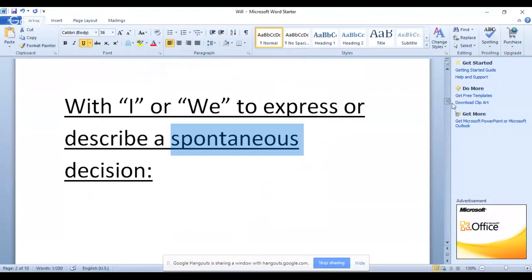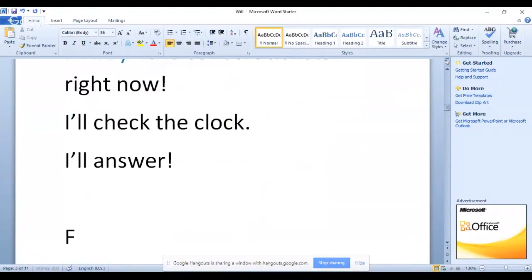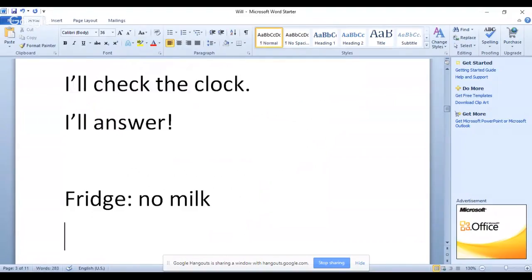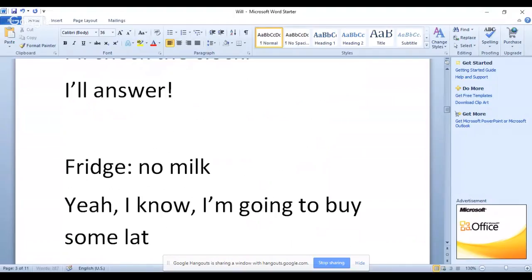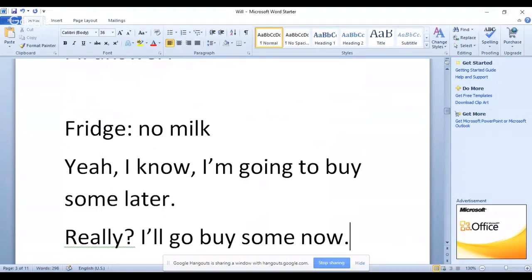For example, we have a situation where you open the fridge, and you see that there's no milk and you need milk. And so you say to your significant other, husband, girlfriend, wife, boyfriend, whatever, hey, there's no milk. And then the other person responds, yeah, I know. I'm going to buy some later. Or they can say, really? I'll go buy some now.